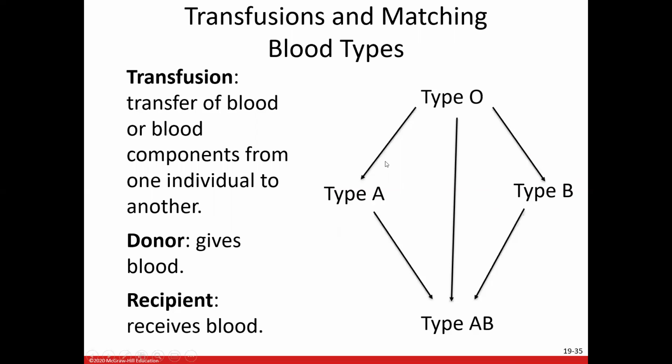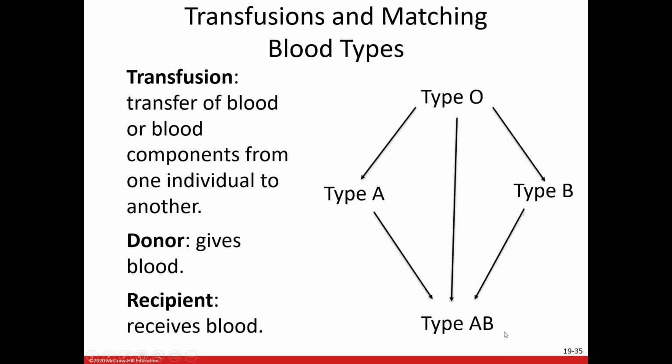reaction. So on the right over here, I'm circling a little diagram I made for you. It helps you identify what blood types are compatible from donor to recipient. So if you have the type O blood, you can give to type A, to type AB, and to type B. If you have type A blood, you can give to type AB. If you have type B blood, you can give to type AB also.